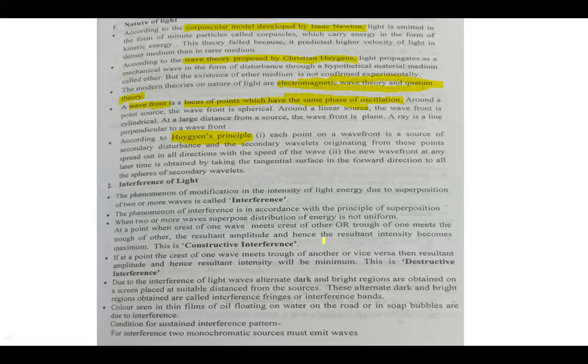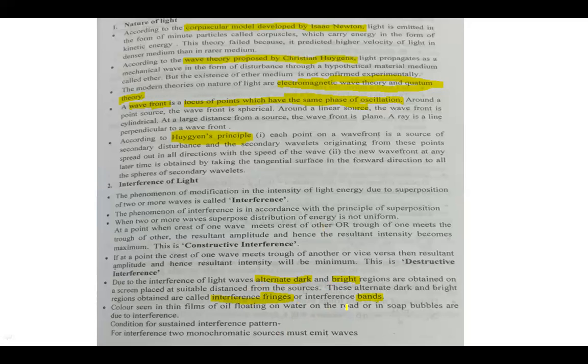Okay, so due to the interference of light waves, alternate dark and bright regions are obtained on the screen placed at a suitable distance from the sources. These alternate dark and bright regions are called interference fringes, or we'll be calling them bands. The colors seen in thin films of oil floating on water on the road, you would have observed. Or in soap bubbles, whatever you can see, there is a pattern that is because of interference only.